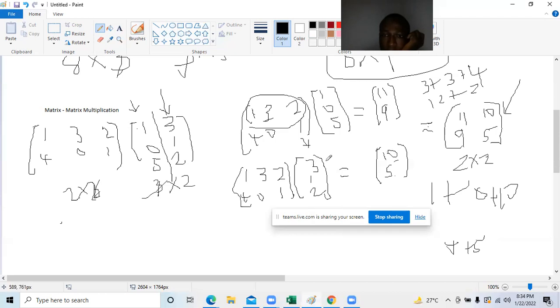Then 4 times 3 is 12, 0 times 1 is 0, plus 2 times 1 is 2. That gave us, wait, what am I doing? 4 times 4, no, I'm wrong. 4 times 3 is 12, plus 0 times 0 is 0, plus 1 times 2. This should give us 14, rather. None of you were able to correct me. So this should give us 14.